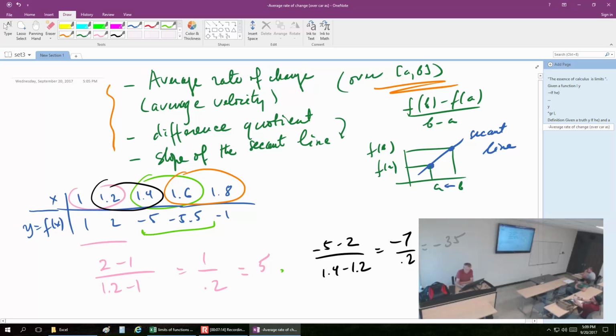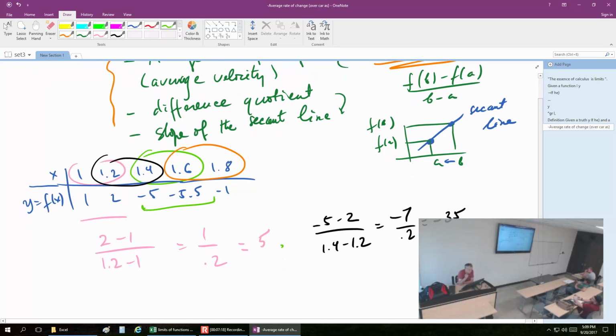So what's the difference quotient? What's the rise? Negative 5, right. And over 0.2. Yeah, it's the same thing. 1.6 minus 1.4, yeah, it's 0.2. And then in here we have negative 0.5, which gives us a negative 2.5. Yeah, thank you. Okay.